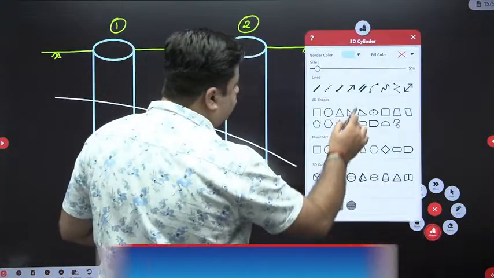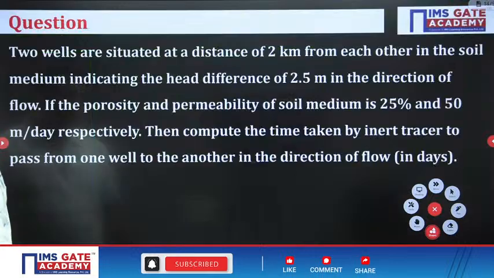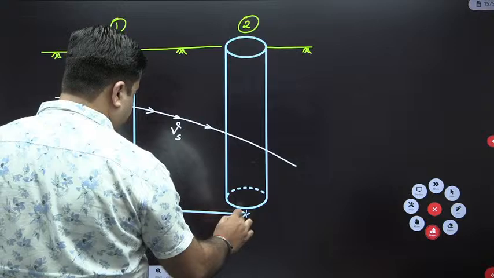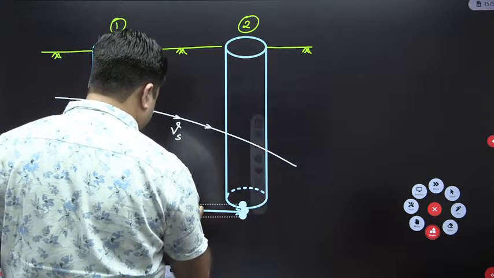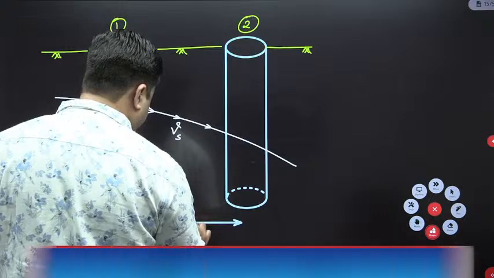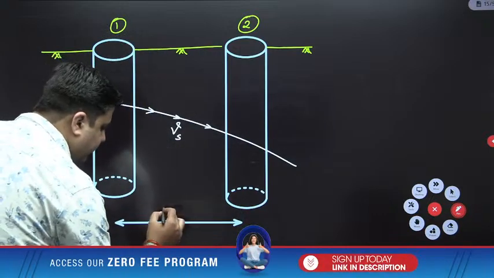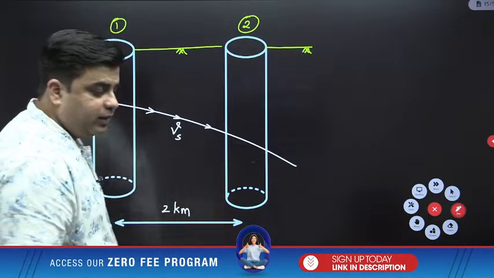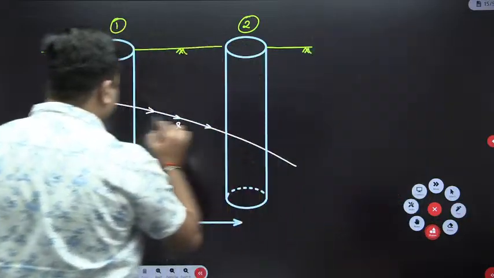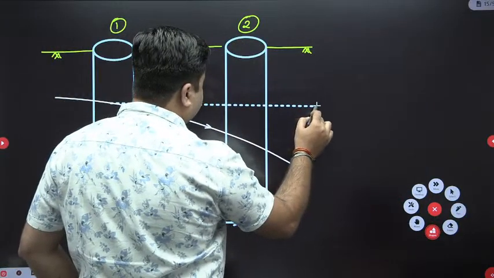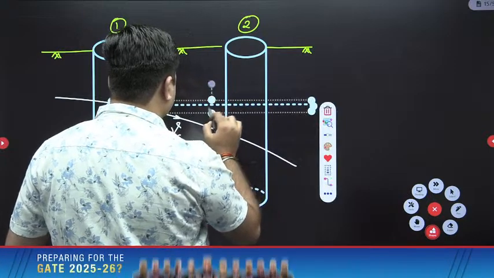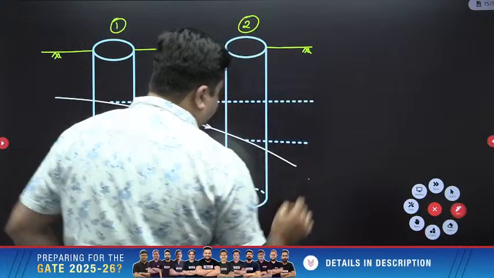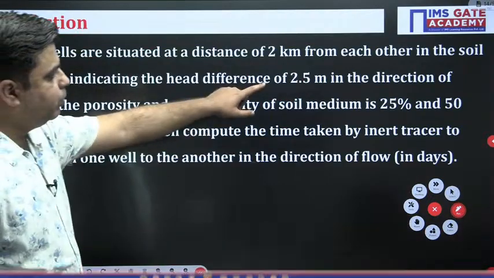The distance between two wells is given to you as 2 kilometers, which means the length of flow is given. Next thing is the head difference, which is also known to you. The head difference between the level of water in the two wells is given as 2.5 meters.